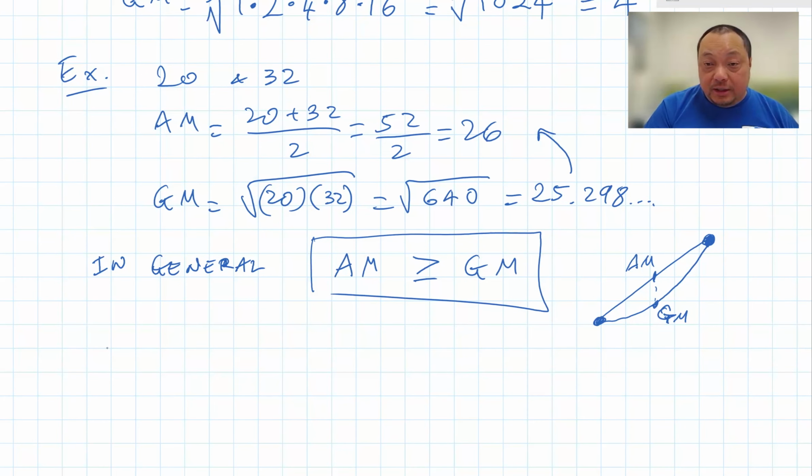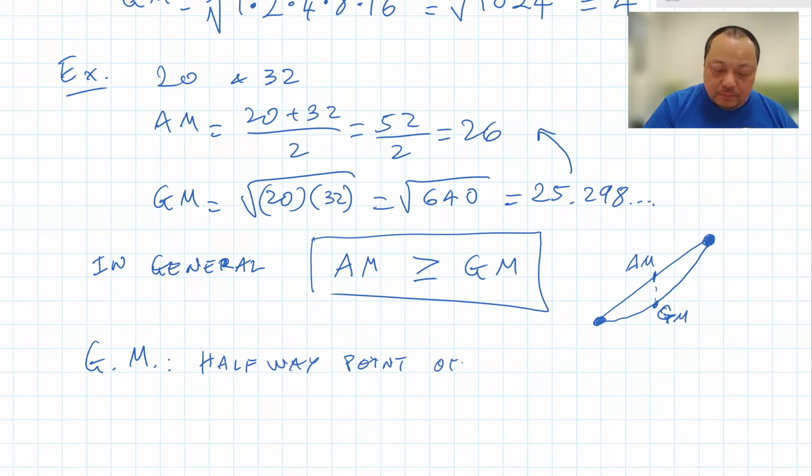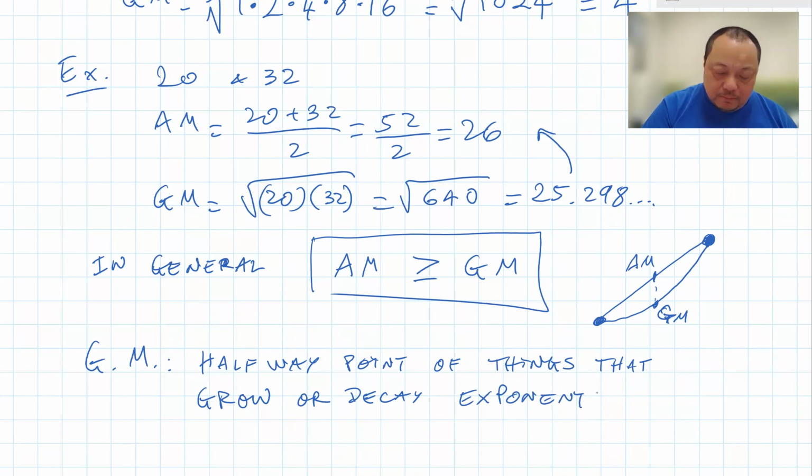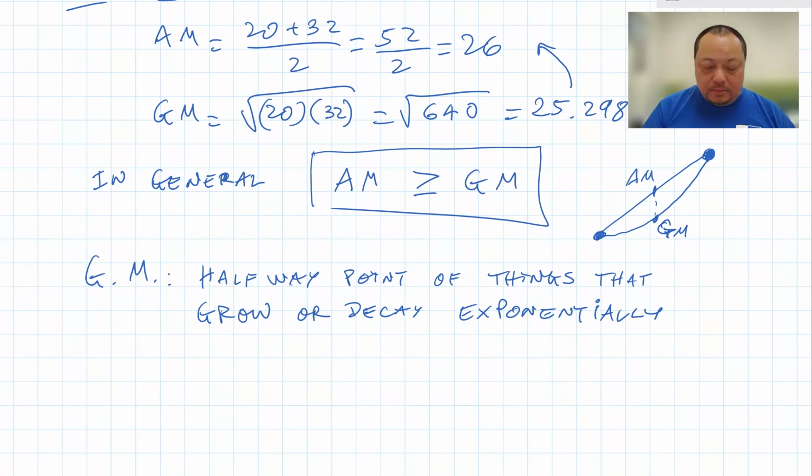And the significance of the geometric mean is that it is the halfway point of things that grow or decay exponentially. The other significance is used in politics. Earlier I mentioned that the US Congress uses the geometric mean to decide how many seats a state has in the US House of Representatives.